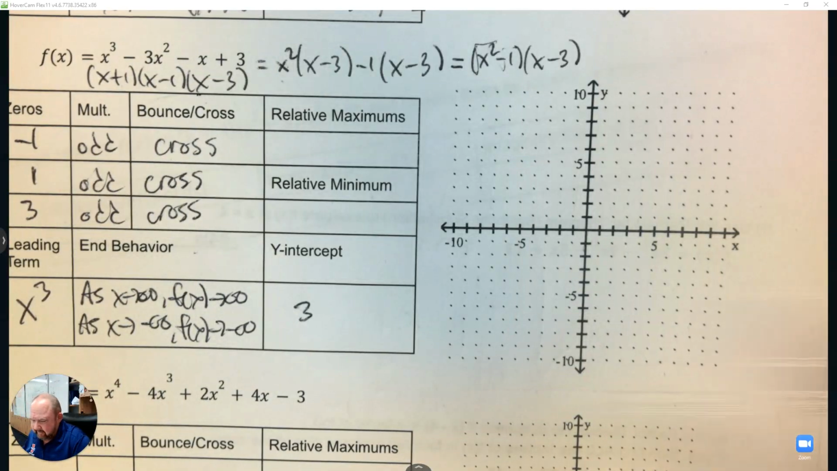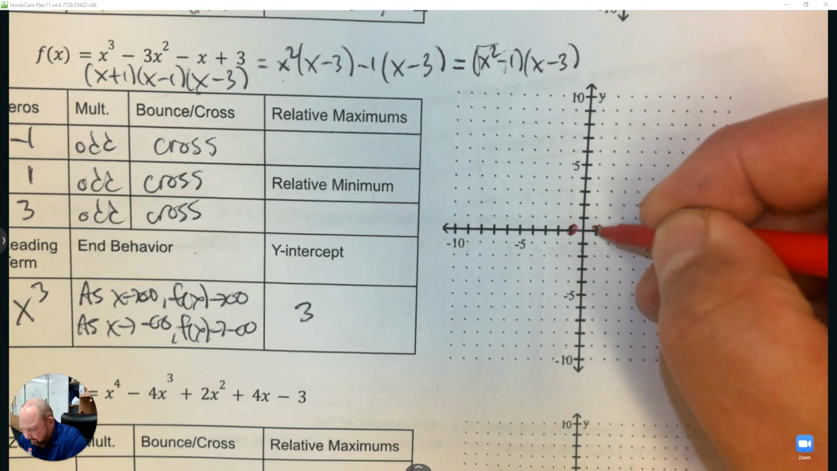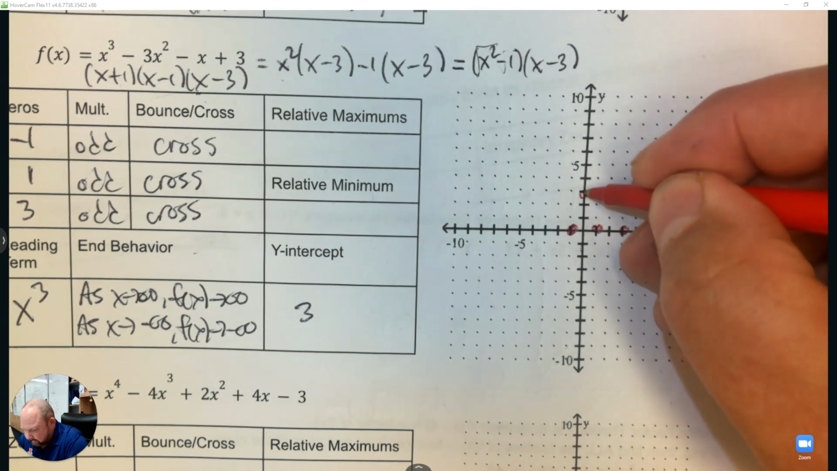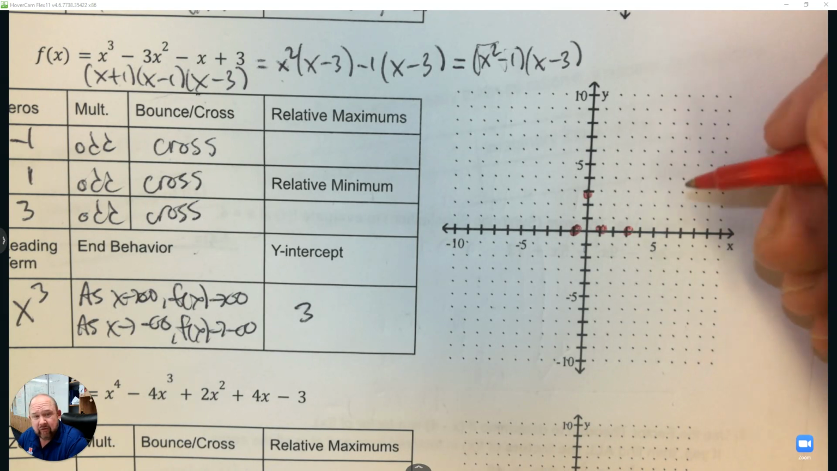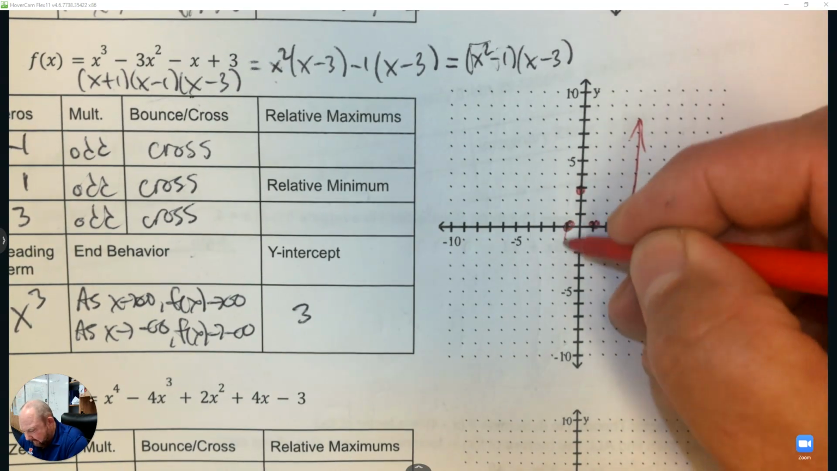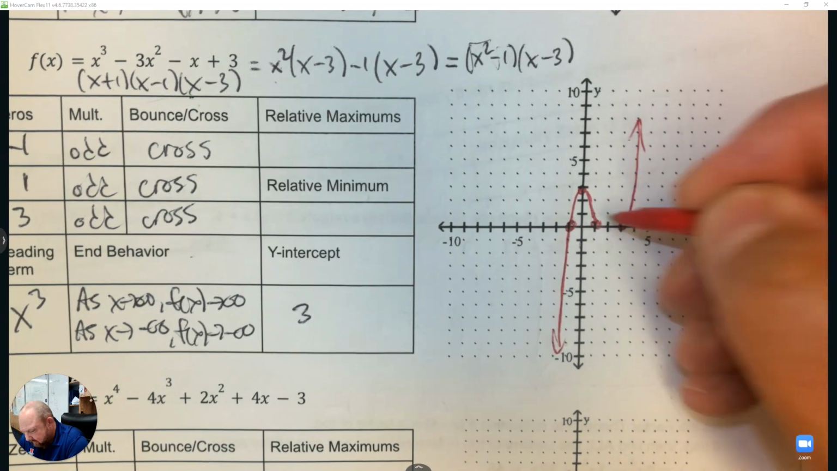I'm going to do this in red. So we have negative 1, we have 1 and 3. We also have the y-intercept at 3. And again, you should pause and try it first, right? But go up to the right and go down to the left. So this is what we know so far of the graph.